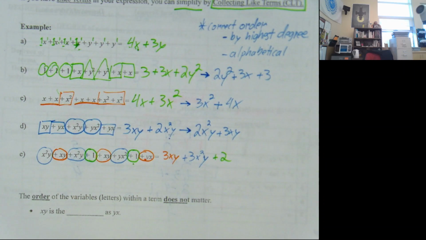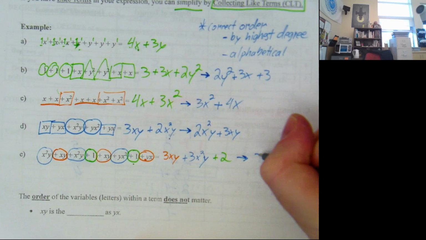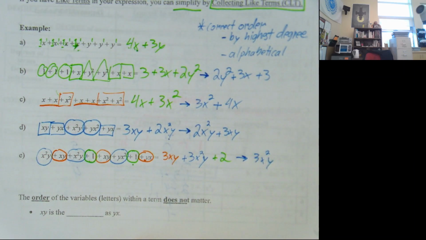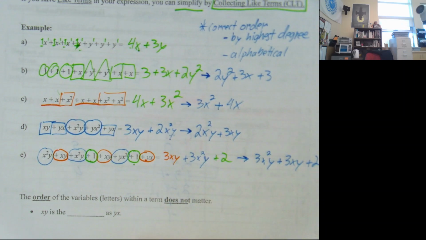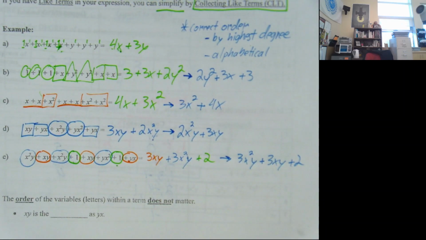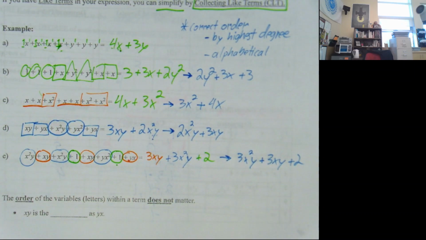So then is the last one, letter E, in the correct order, Garrett? No, it's 3x squared y plus 3x plus 2. You betcha. In order of degree. This one's degree 3, that's degree 1, that's degree 0. Well done.